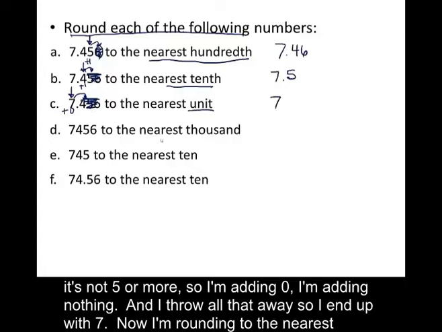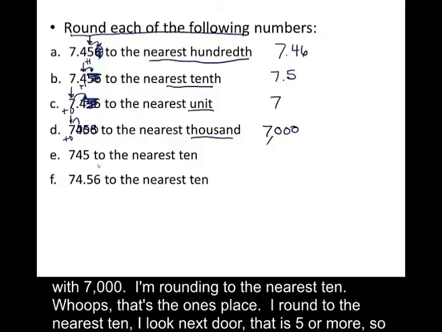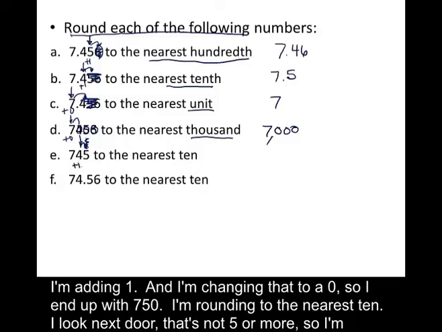Now I'm rounding to the nearest thousand place, that's the thousands. I look next door. That's not 5, so I'm adding 0, and I'm changing all those into zeros, so I end up with 7,000. I'm rounding to the nearest 10. Whoops, that's the ones place. I round to the nearest 10. I look next door. That is 5 or more, so I'm adding 1, and I'm changing that to a 0, so I end up with 750.